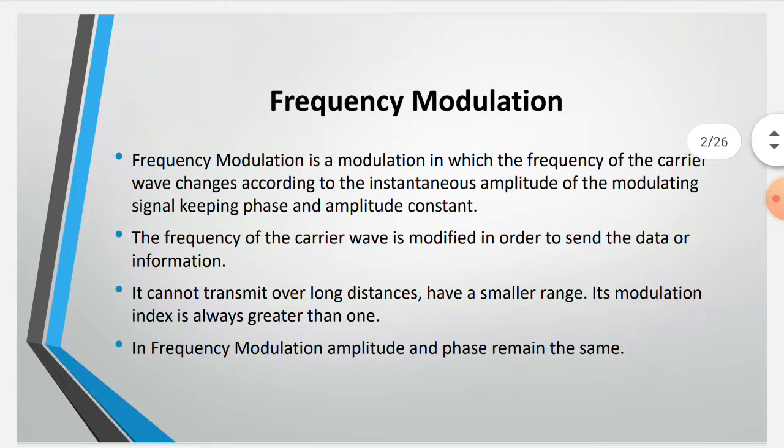Frequency modulation. Frequency modulation is a modulation in which the frequency of the carrier wave changes according to the instantaneous amplitude of the modulating signal, keeping phase and amplitude constant. The frequency of the carrier wave is modified in order to send the data or information. It cannot transmit over long distances, and has a smaller range. Its modulation index is always greater than 1. In frequency modulation, amplitude and phase remain the same.